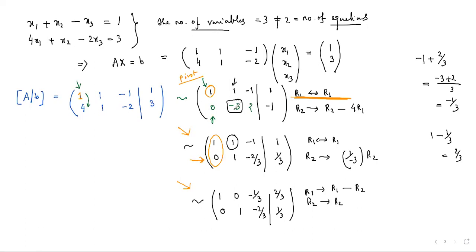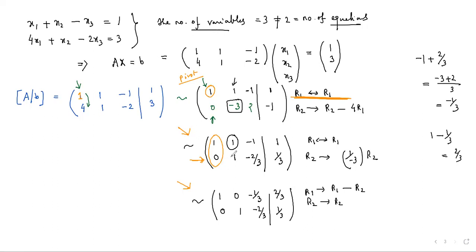The first non-zero element of the row has to be 1. You can think of it in the following manner also. I have not yet explained what the definition of row reduced echelon form is. I'll be doing it in the next class, not in this particular class. I'll not be having time.